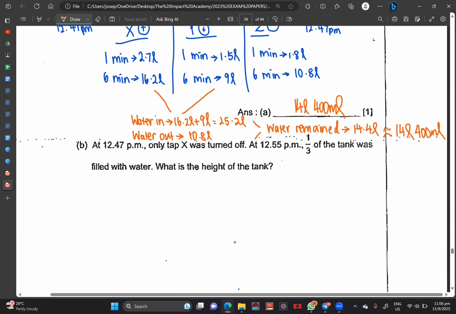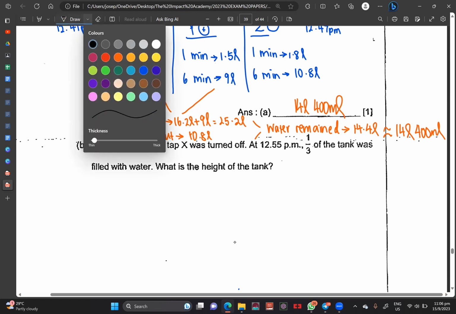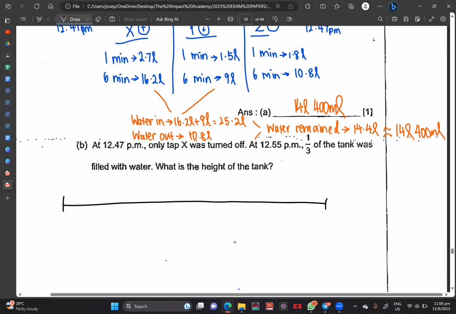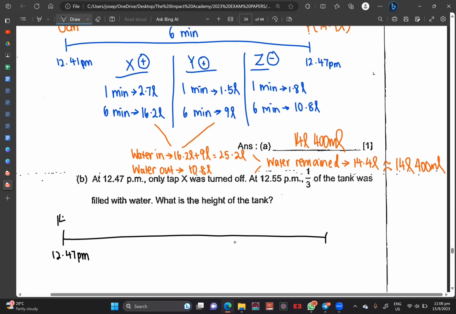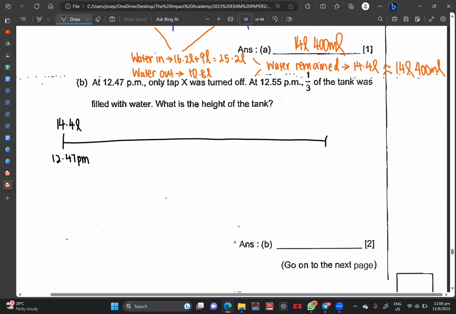Now, at 12:47, same thing, draw a timeline. You show that this is 12:47 p.m. as well. What happened? Only tap X was turned off. So what are they trying to tell us? They are trying to tell us that X is gone. So therefore, I only have Y and Z, and Z is taking water out. And they continued this all the way till 12:55 p.m.